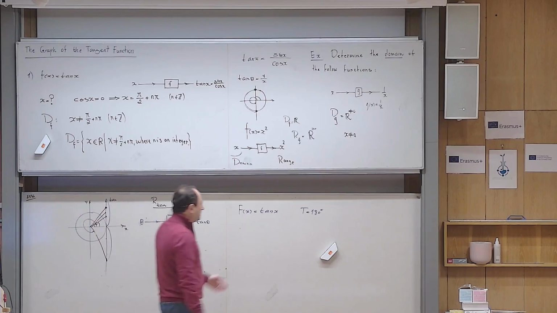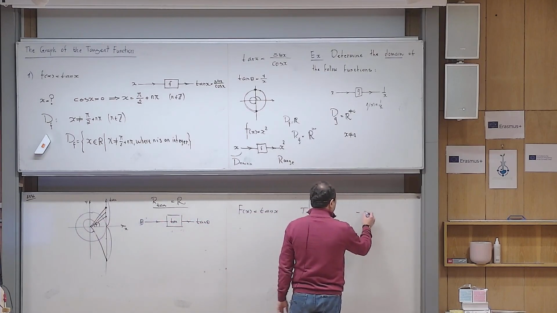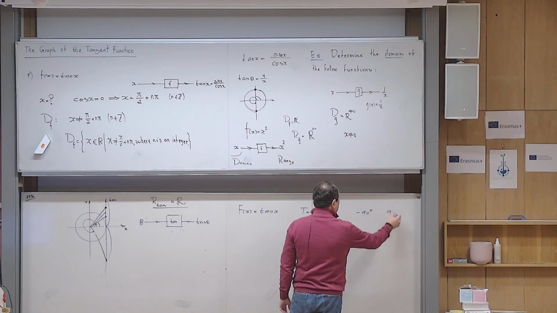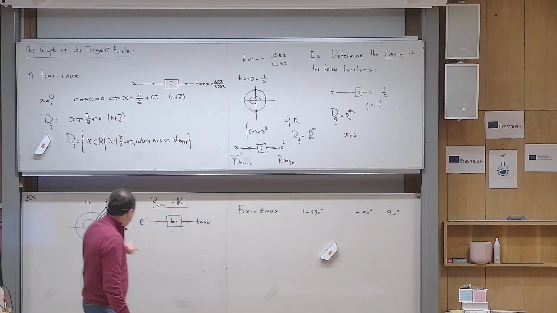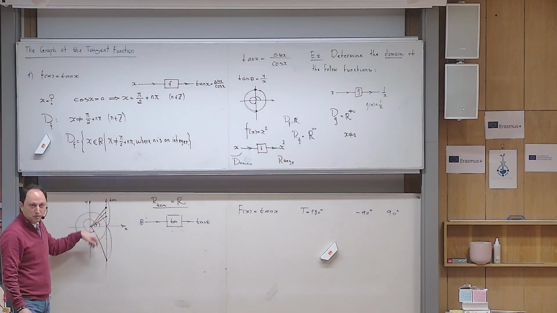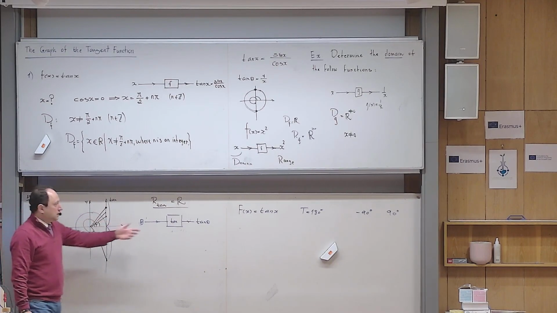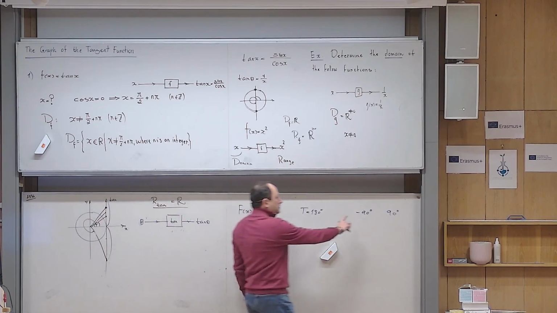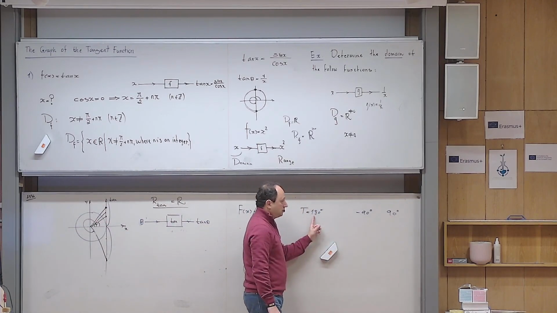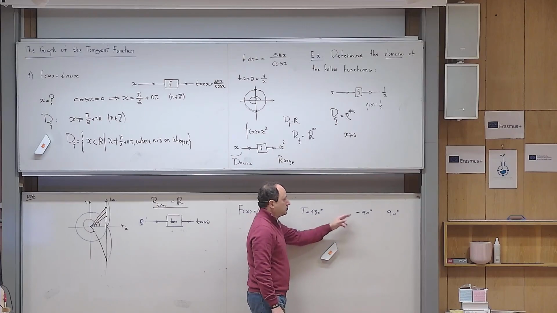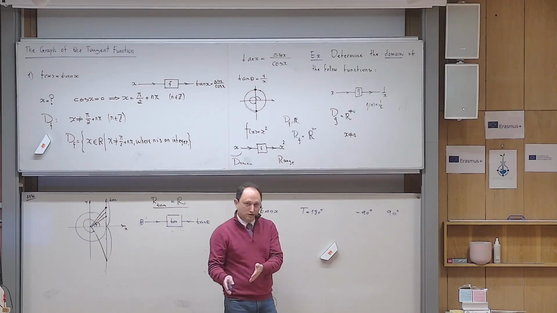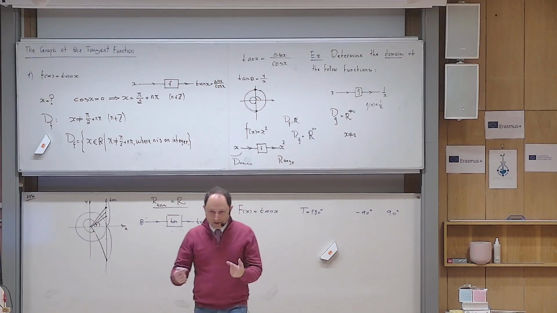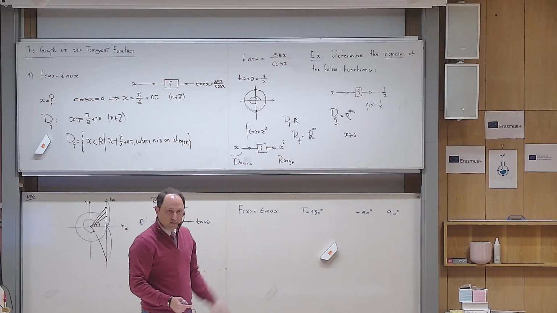And because the period is 180 degrees, I draw it in one period. But it is common to take this interval to be from minus 90 to 90. This is the standard way of drawing it. And you can see why here: from minus 90 to 90, you cover everything. The length from minus 90 to 90 is 180. You might ask, can I draw it from 0 to 180? Yes. Can I draw it from 180 to 360? Yes. But the standard one is from minus 90 to 90.